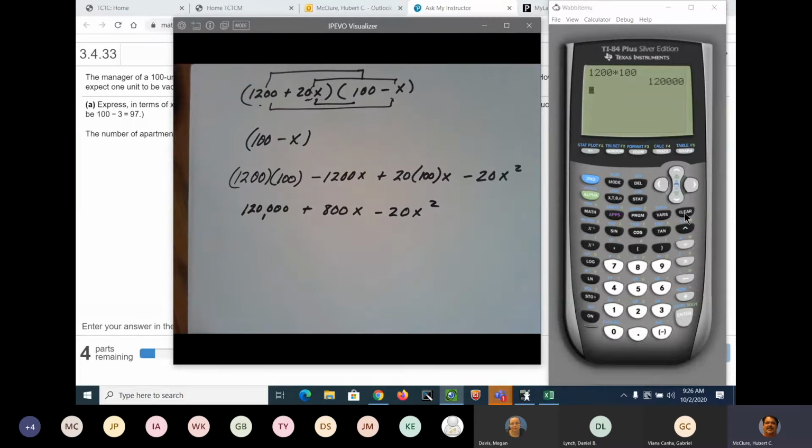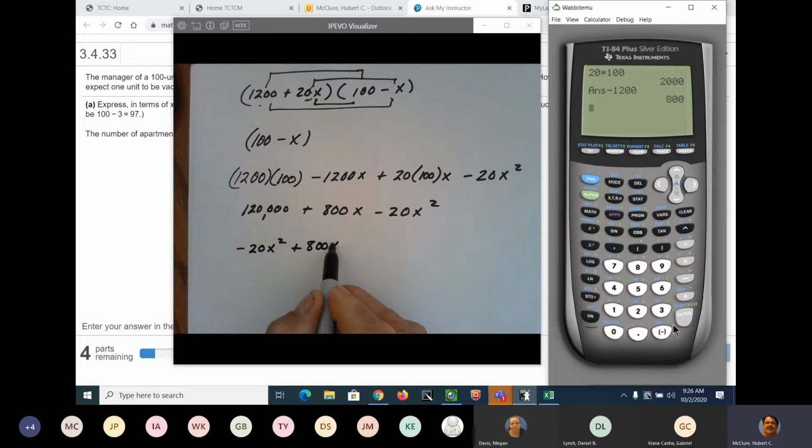So let's check and see what 20 times 100 is. 20 times 100, there you go. And then minus 1,200, and that should be 800. Yep. So now we've got negative 20x squared plus 800x plus 120,000. And that's probably going to be equal to 0 because we want to find x.